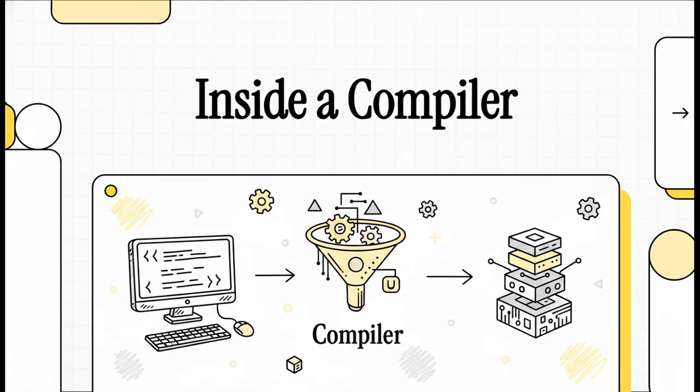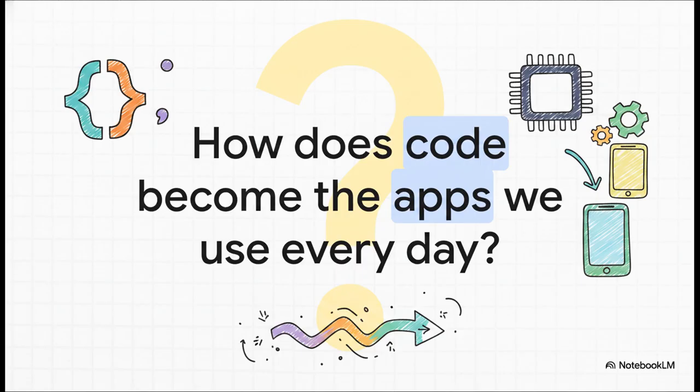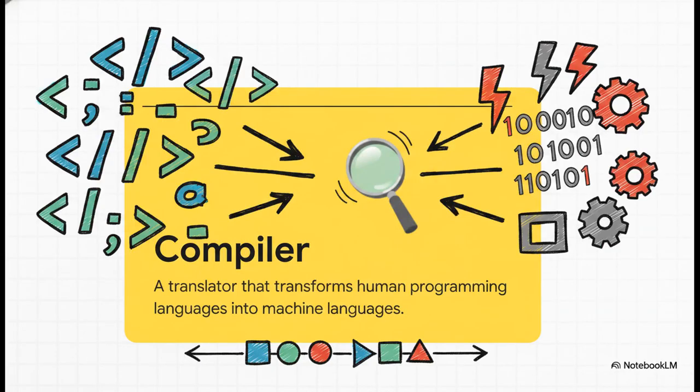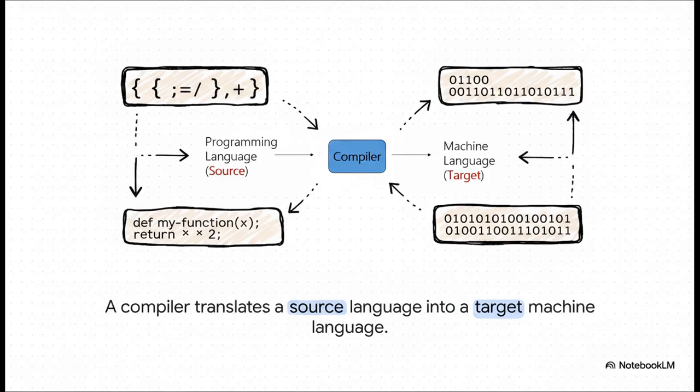Today, we're diving into the secret process that brings all our software to life. Ever wonder how your code actually works on a computer? Let's find out. Well, the secret ingredient is a program called a compiler. Think of it as a super smart translator. It takes the code a programmer writes and translates it into a language the machine gets.